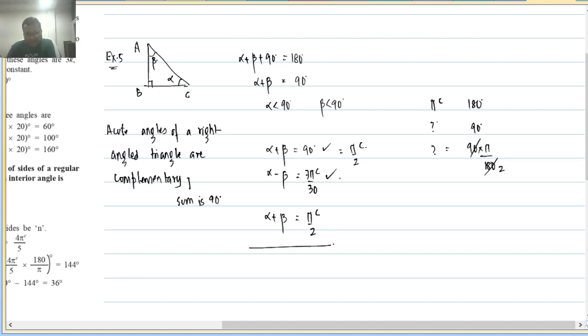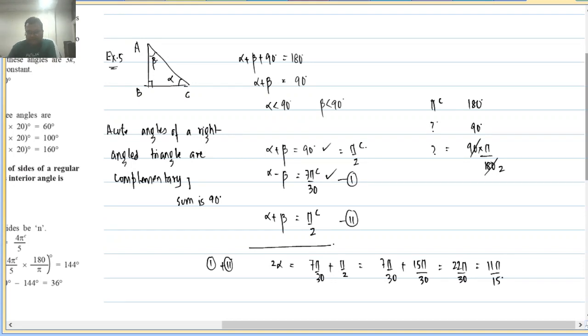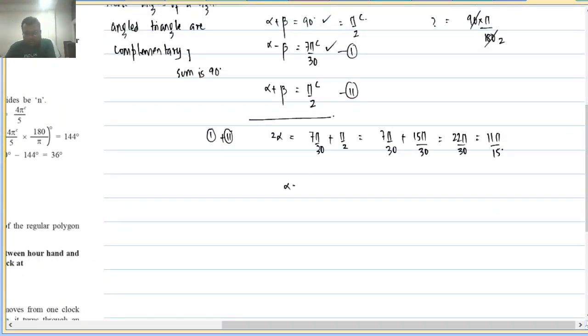Now what do I do? I add these two equations. 1 plus 2. What is 1 plus 2? 2 alpha. What is 2 alpha? 7 pi by 30 plus pi by 2. But when I take the LCM, it is 7 pi by 30 plus 15 pi by 30, which is 22 pi by 30, which is 11 pi by 15. But that is 2 alpha. So what is alpha? 11 pi by 30.